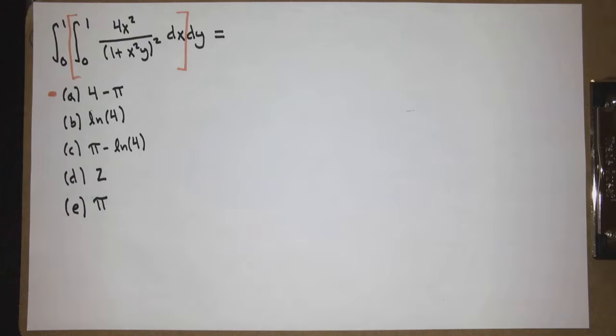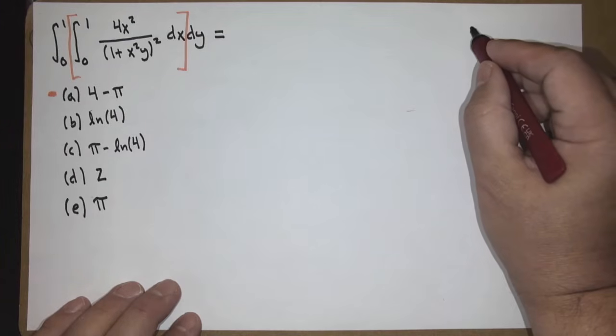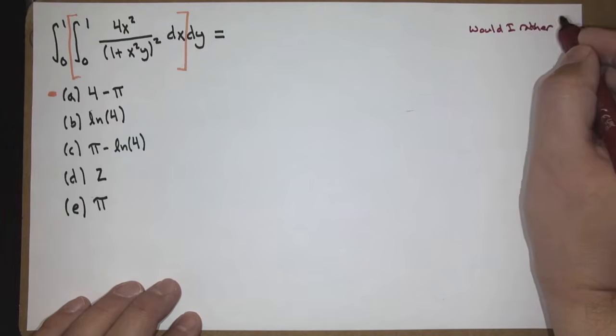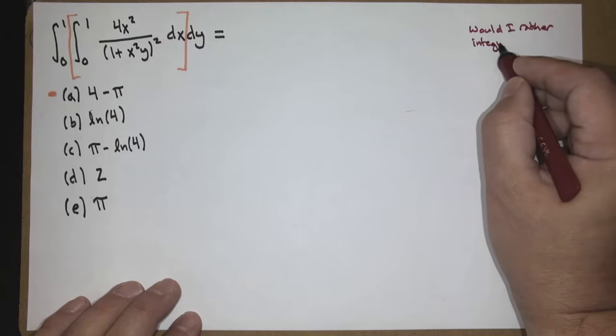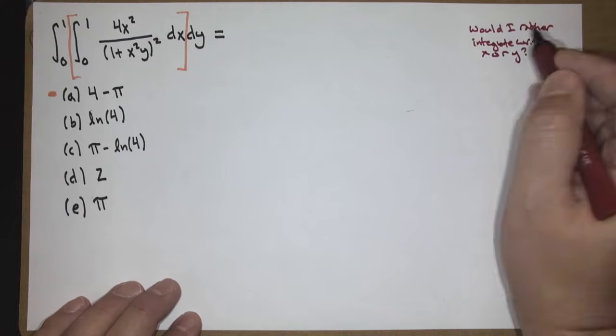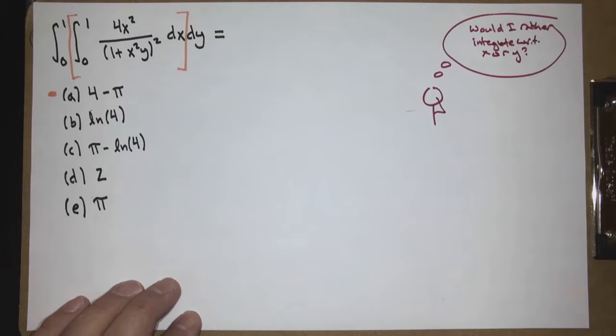Let's think about what's going on. Here, there's sort of a nice idea. You ask yourself the question, would I rather integrate with respect to x or y? When faced with an integral, we ask ourselves this question. It's a big question. So look at this integral. Don't worry about the bounds. You have a 4x squared over (1 plus x squared y) quantity squared. Would you rather integrate this with respect to x or with respect to y?